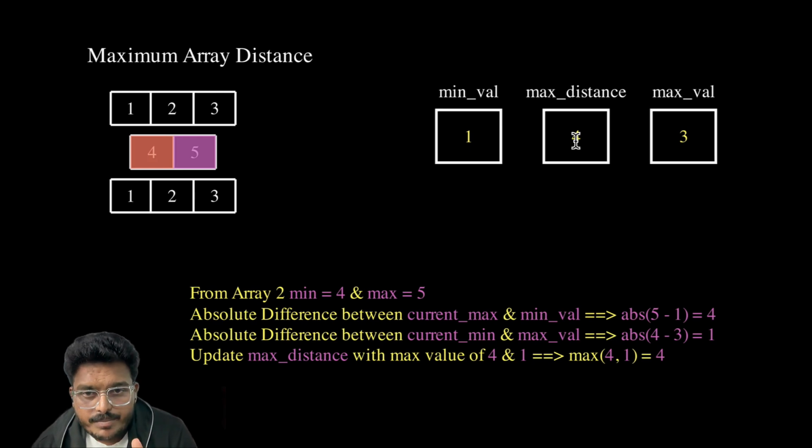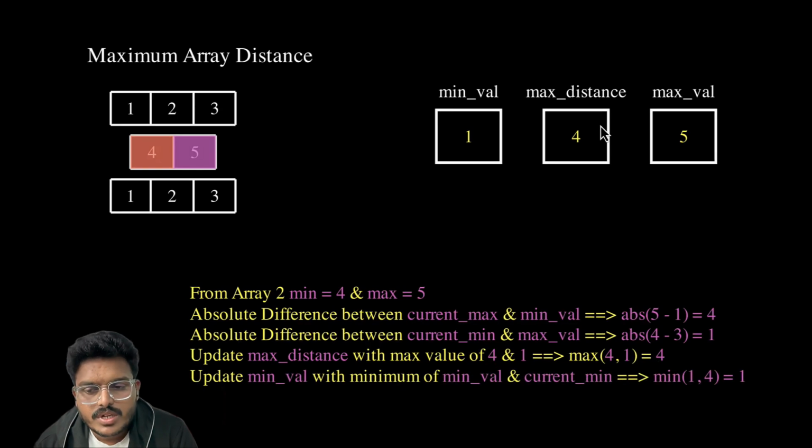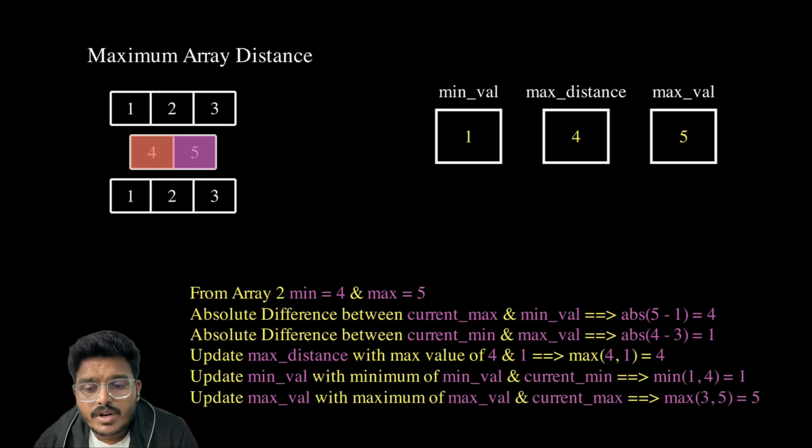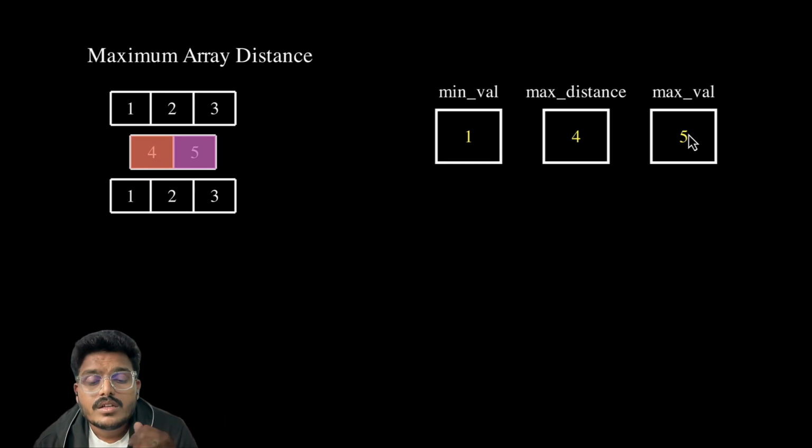Now we will update the minimum value and maximum value. The minimum value should be the minimum of the current minimum and the minimum till now. The minimum of 1 and 4 is 1, so we don't change it. The maximum of the current max and the max value till now: the maximum of 5 and 3 is 5, so we'll update the maximum value as 5.